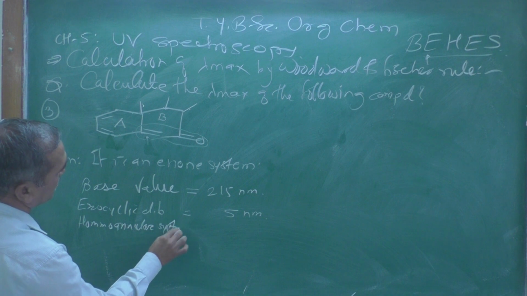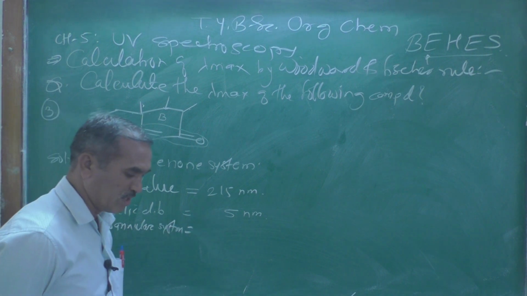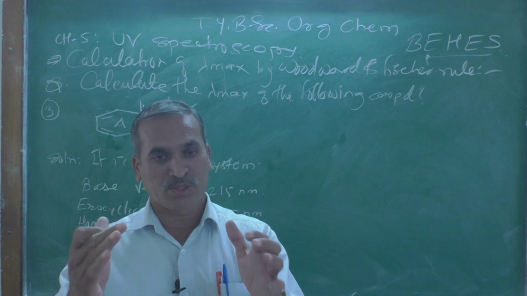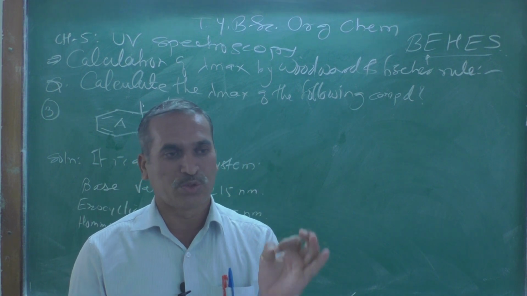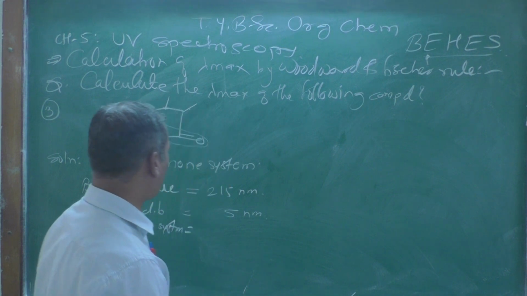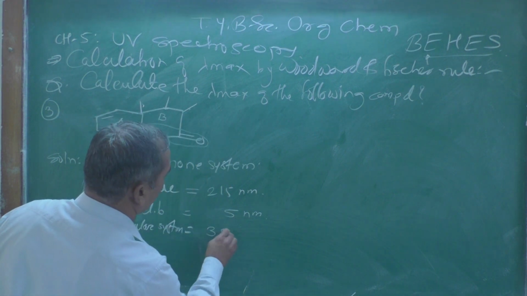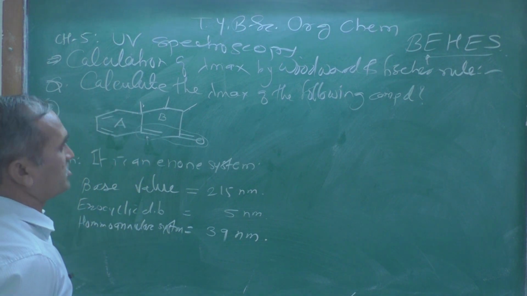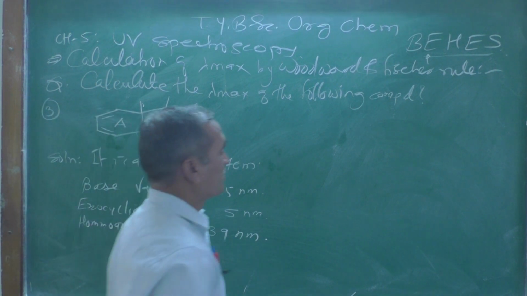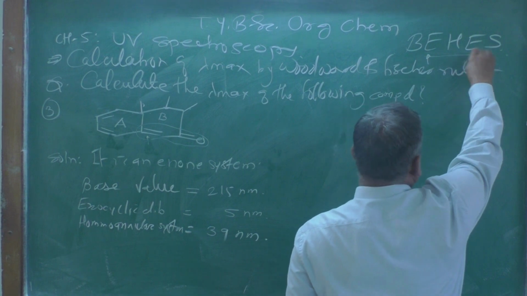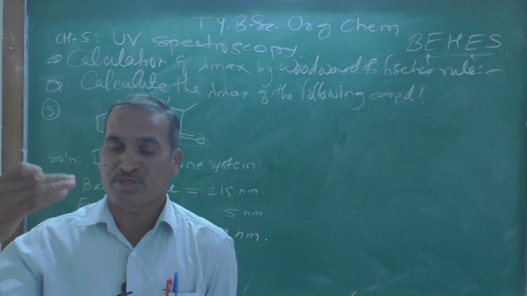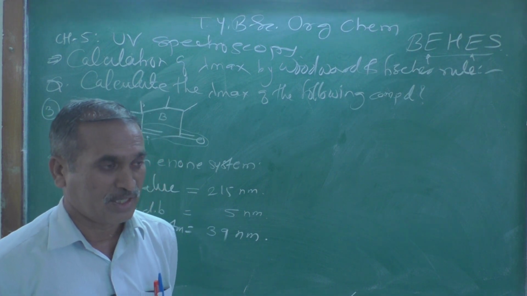Homoannular system is present. If a homoannular system is present, as we know, you should add 39 nanometer. So you add 39 nanometer, that is for the homoannular system. Now look at another one, E. E means extended conjugation.